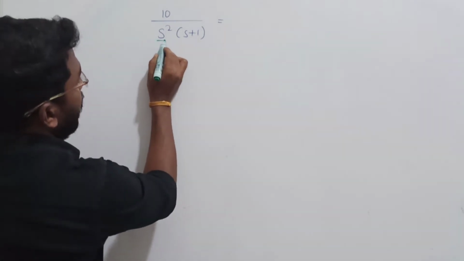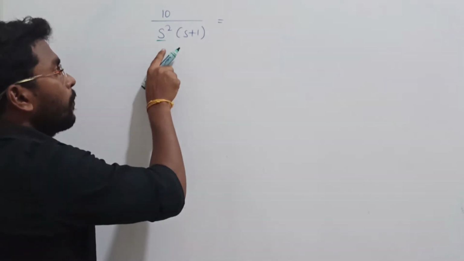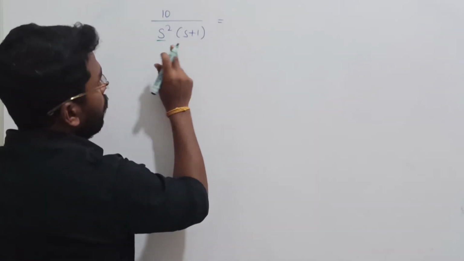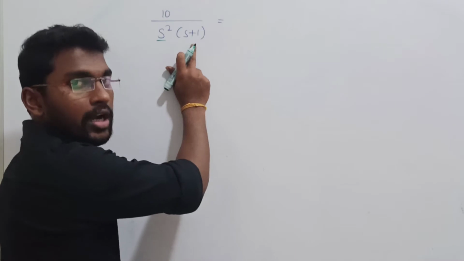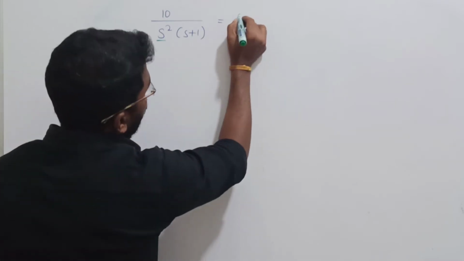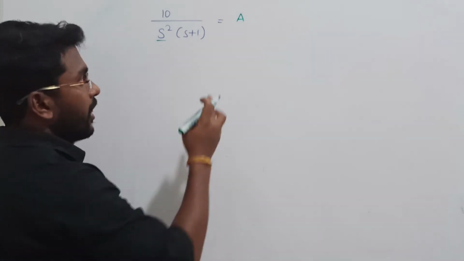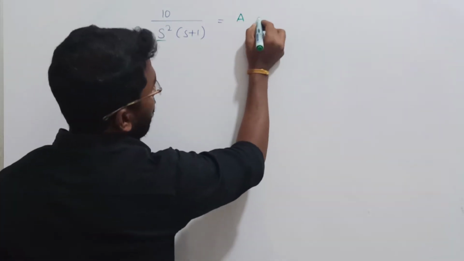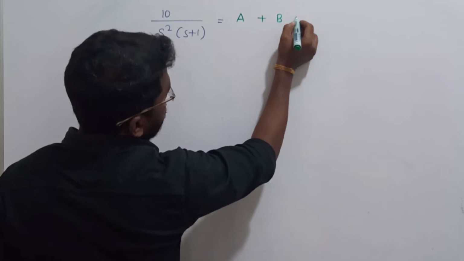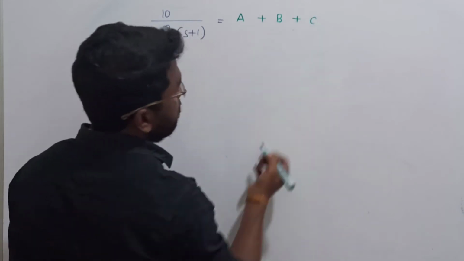See, s square means at one point we have two persons, and here we have one more person, so totally we have three people, right? So while applying partial fraction, you are supposed to go with three people. Take an arbitrary constant a, then take arbitrary constant b, and then keep arbitrary constant c.